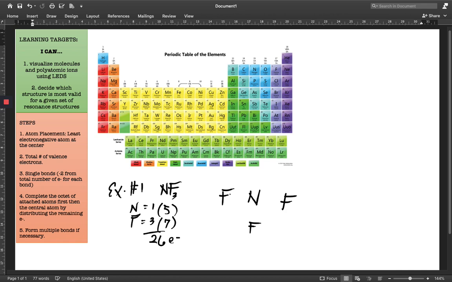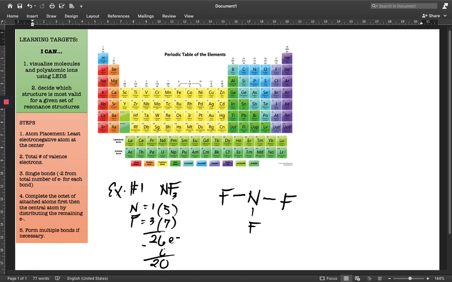The next step is to form single bonds between the attached atoms and the central atom, right? And remember that each bond is made of 2 electrons. So for each bond, we assign 2 electrons. Therefore, from the total number of electrons, we subtract 6, because there are 3 bonds, each bond having 2 electrons. So 26 minus 6, you get 20.